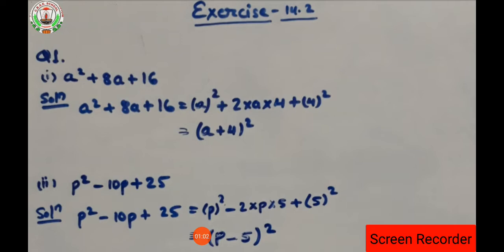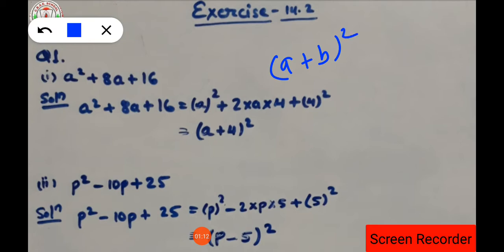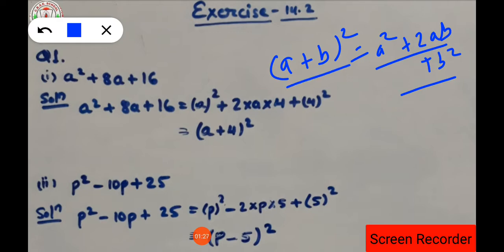So the first question is a square plus 8a plus 16, isn't it? Here we have to use the identity, that is a plus b the whole square is equal to a square plus 2ab plus b square, isn't it? Now the question is in the form of a square plus 2ab plus b square. We have to convert it into the form of a plus b the whole square.